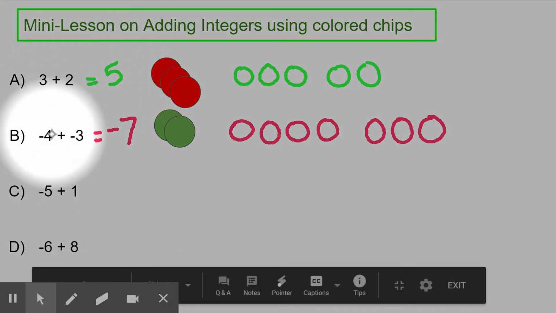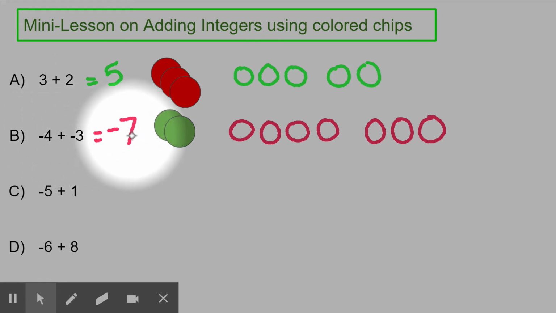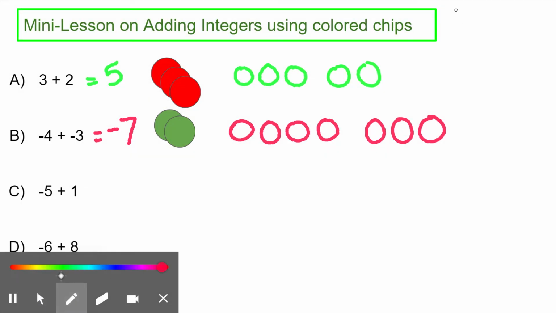And then in negatives, when we add two negatives together, it just gets to be a smaller number, like a larger negative amount, which is actually a smaller number. Let's see what happens next.